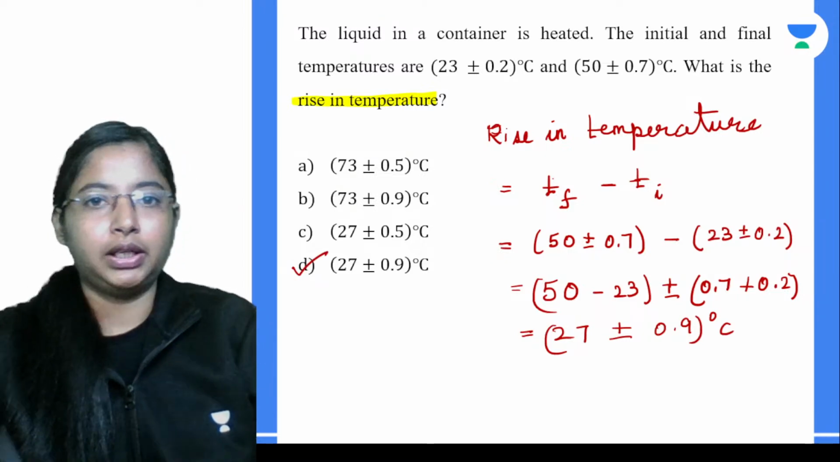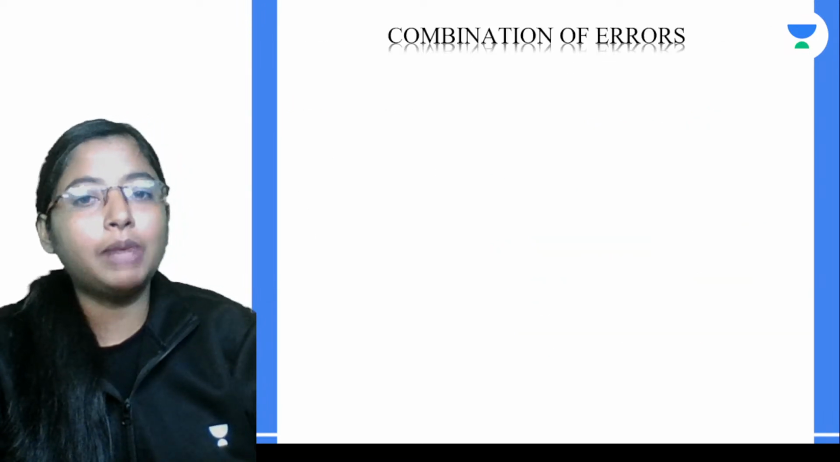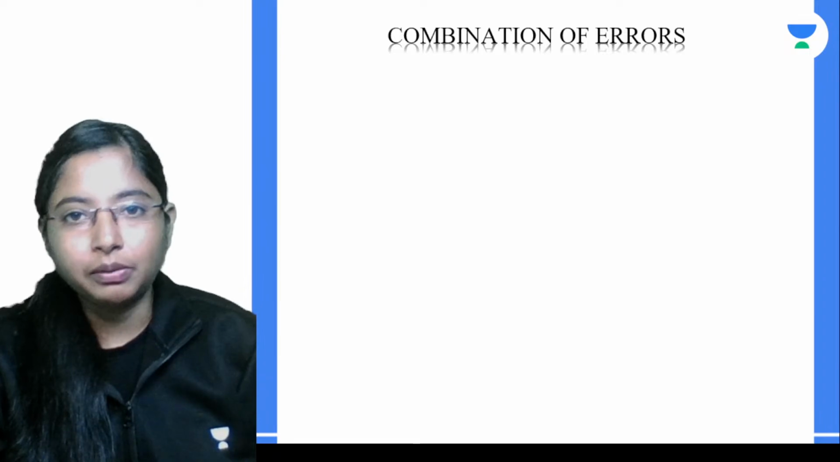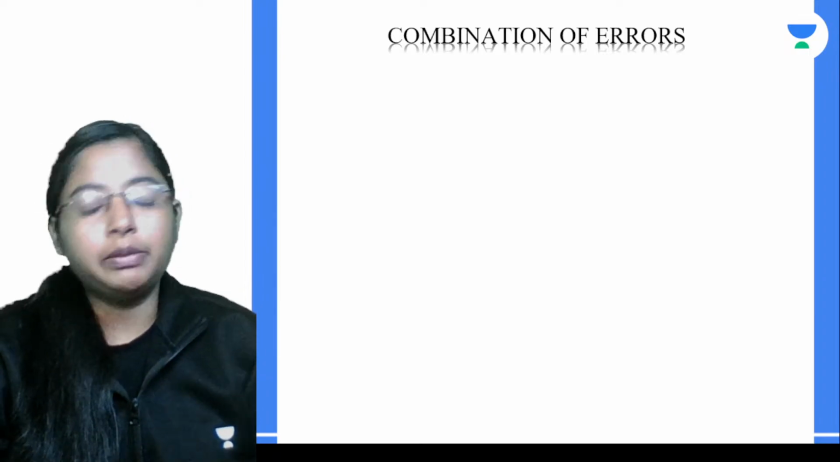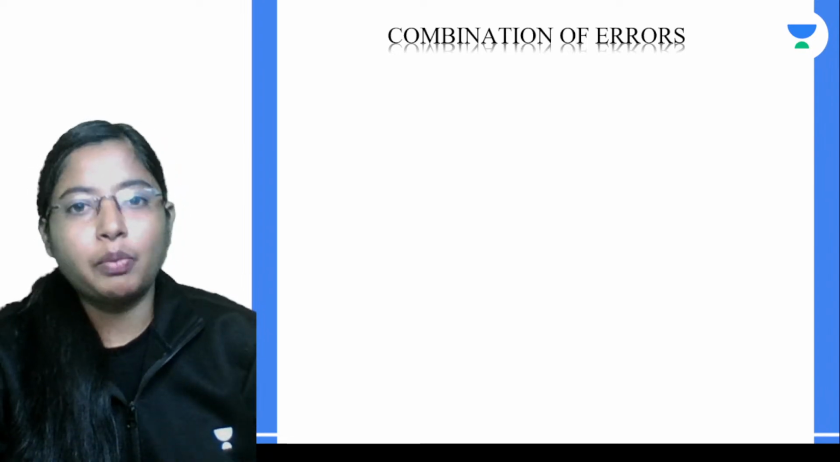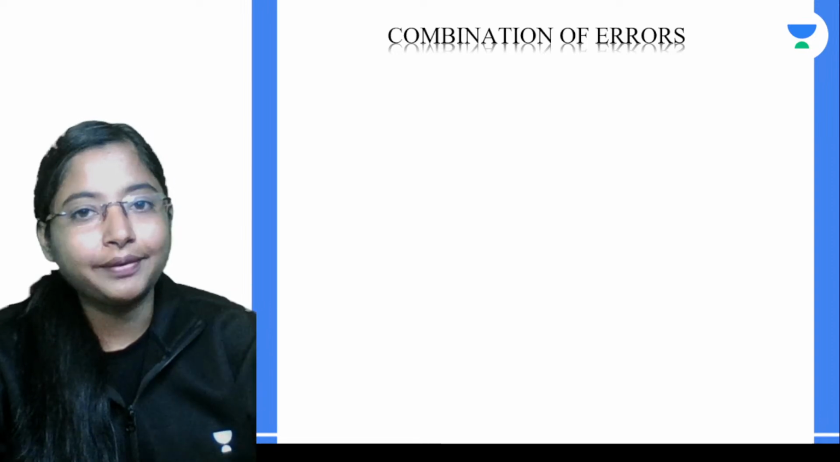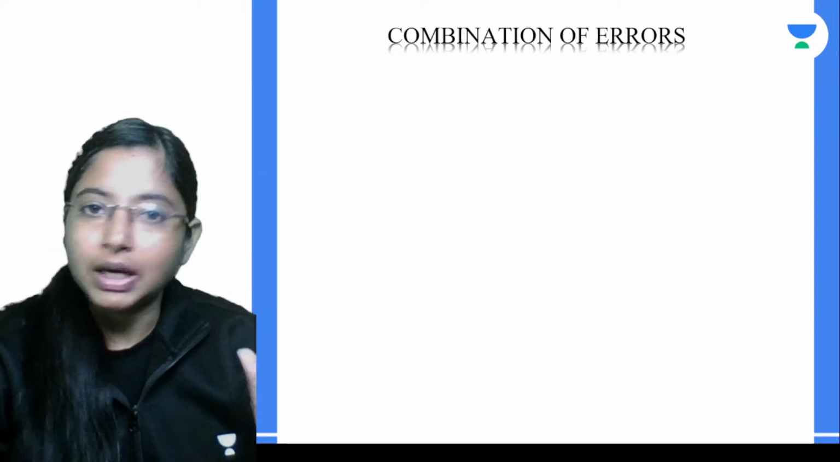Alright, now let's go to the next quantity. Next, what we want to find is when you're multiplying two quantities. For example, momentum is equal to mass into velocity. Now, what could be the possible error? There could be an error in velocity when you're measuring the velocity, and there could be an error when you're measuring mass.